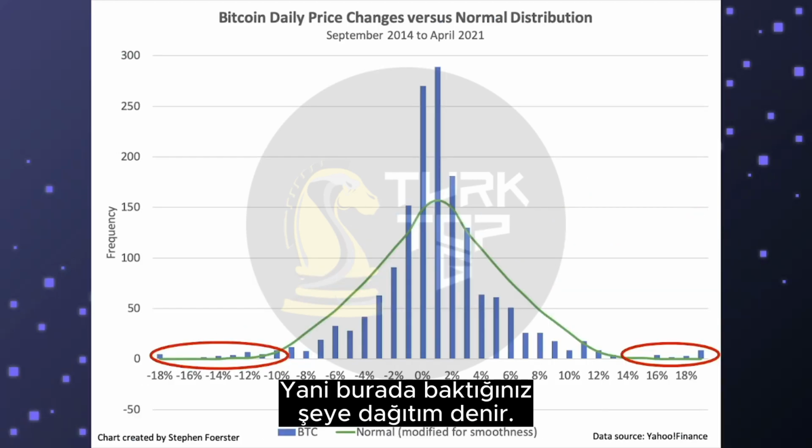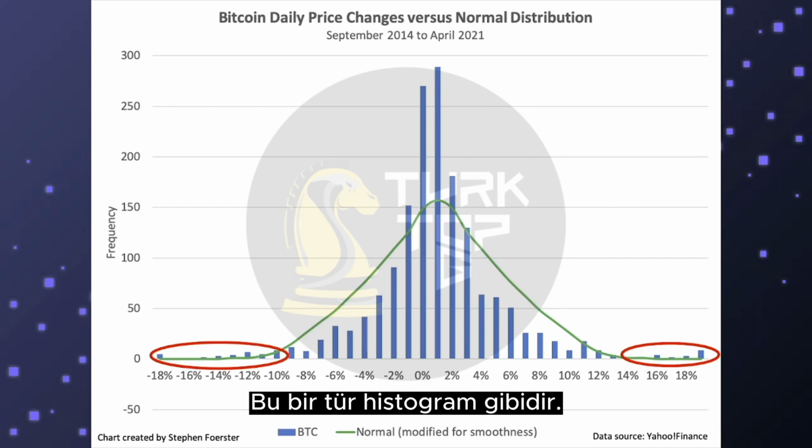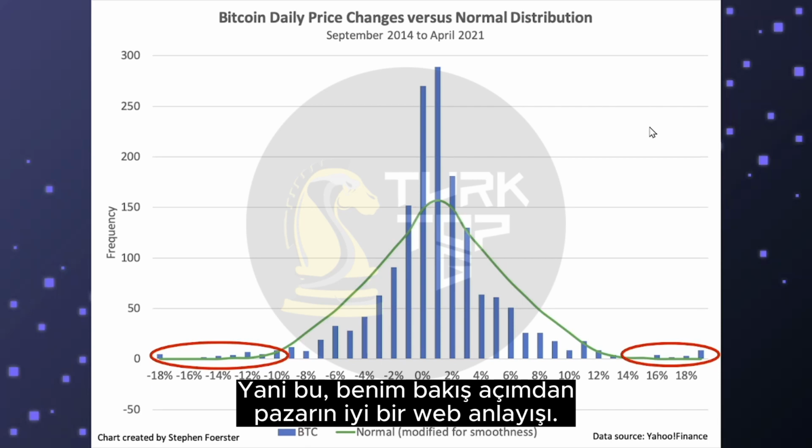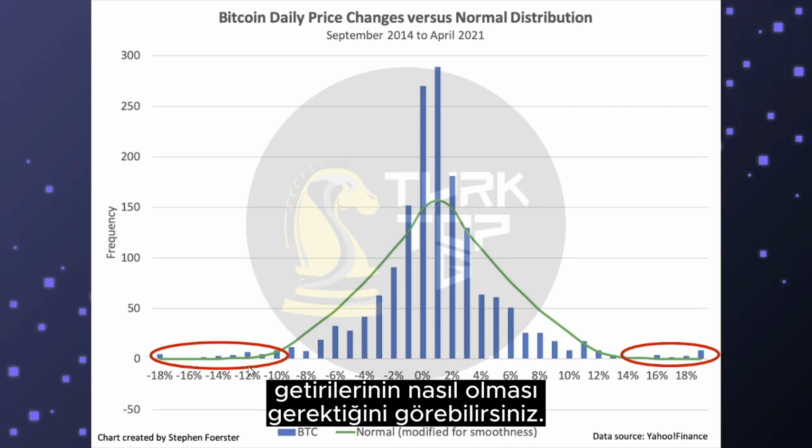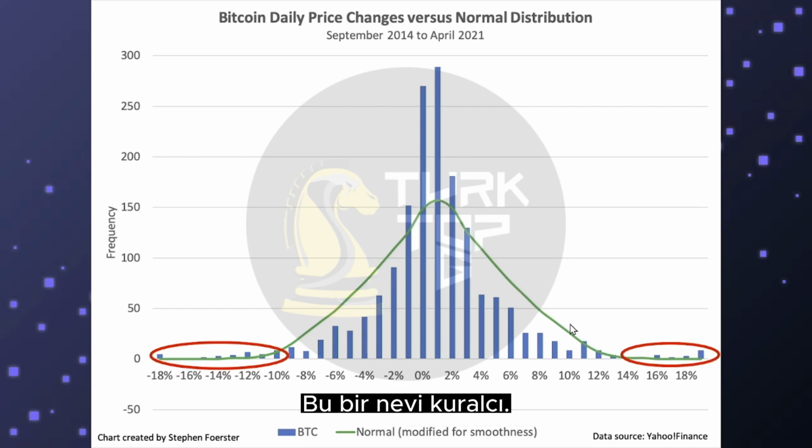So what you're looking at here is what's called a distribution, or it's kind of like a histogram. It's a distribution of the price returns. These are the daily price changes. So this is a good way of understanding the market from a way that I view it. You can see that the normal distribution in green is actually what the price returns for an asset should look like. This is kind of prescriptive.